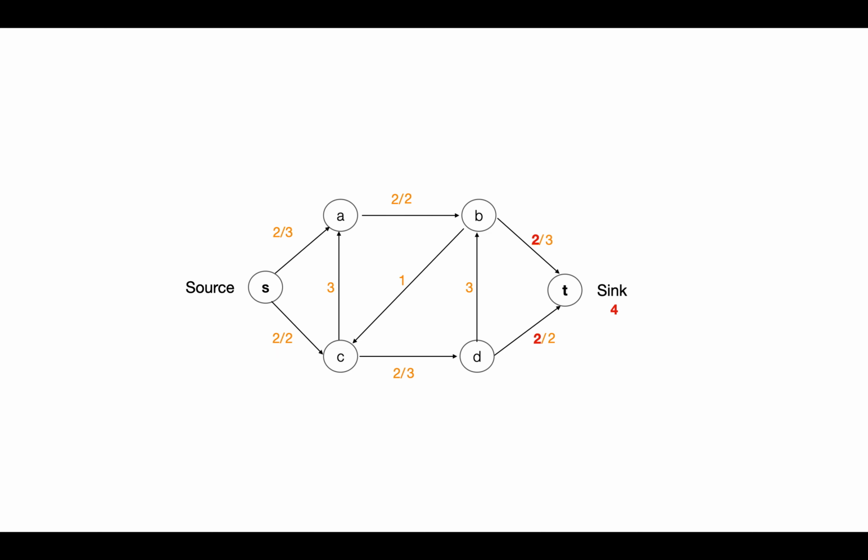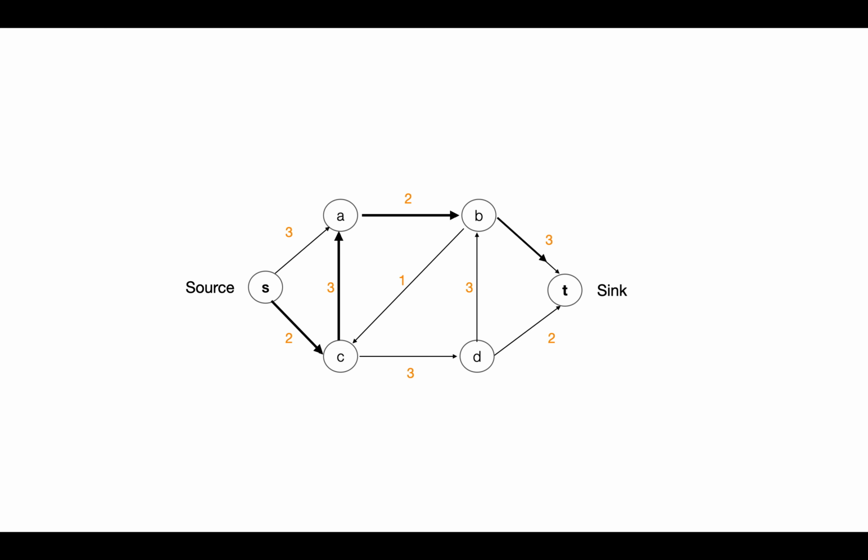But is this the maximum that we can get to the sink? Yes, this is the maximum flow that we can achieve in this network. So this looks quite straight, right? But just wait for a minute. Let's reset this graph back to the original network where we don't have any flow going through any of the edges.